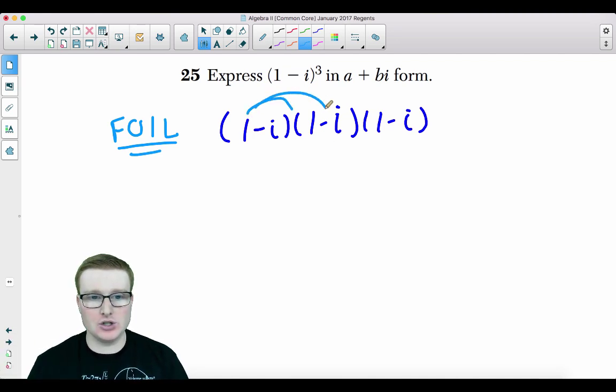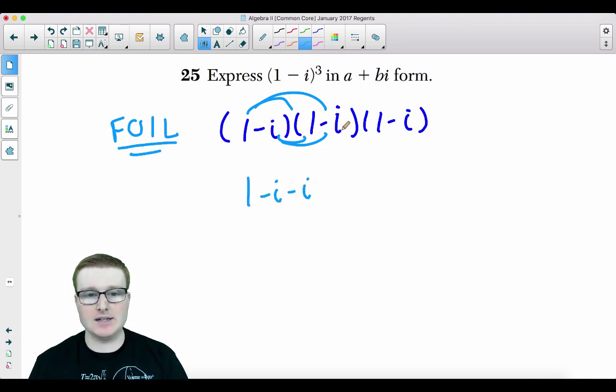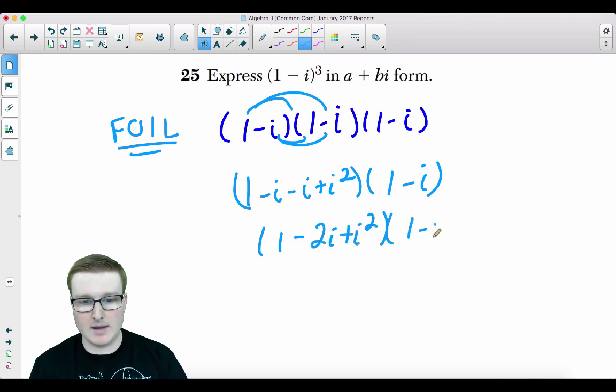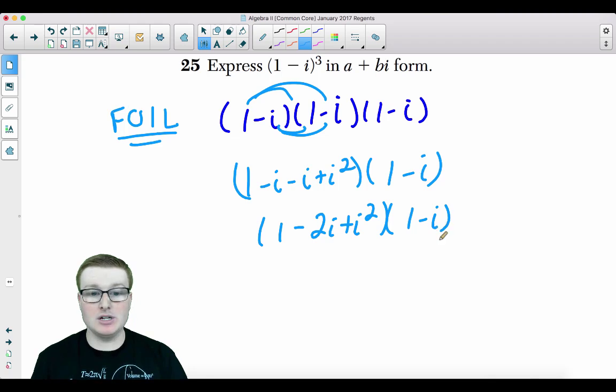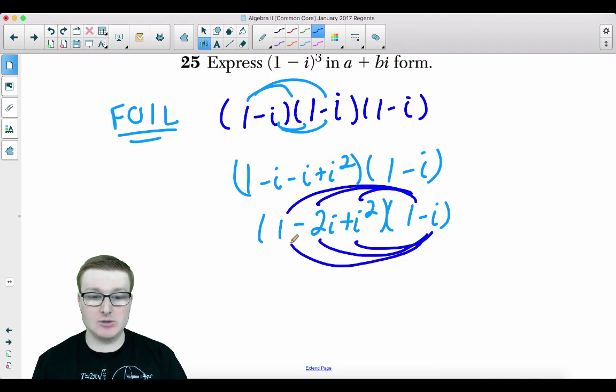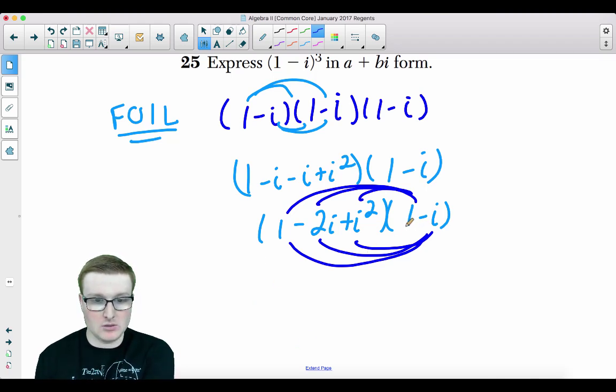So I'm going to FOIL the first two: first, outer, inner, last. 1 times 1 is 1. 1 times negative i is negative i. Negative i times 1 is negative i. Negative i times negative i is positive i squared. Multiplied by (1 minus i). This is 1 minus 2i plus i squared, times (1 minus i). Now we are going to distribute this time around, because now we're not doing triple distribution. Now we're just distributing a binomial to a trinomial.